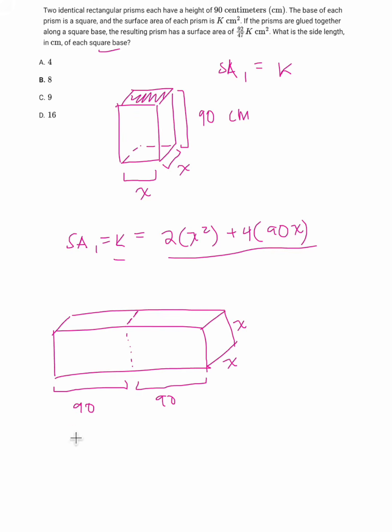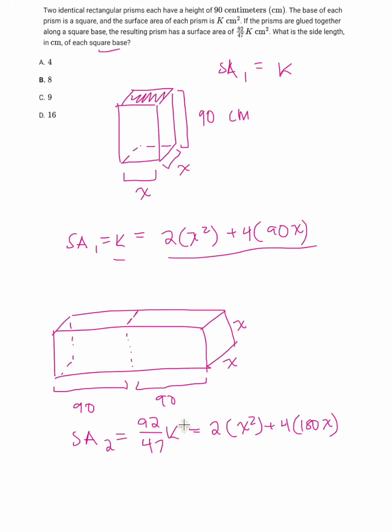Now for the surface area of this shape, let's call it surface area 2, we know that it equals 92/47k because they told us that. We can also rewrite this in a similar way to the first one. We're going to have 2 times x squared. That's still the same because we still have a square side here, and another square side over here, so we have 2 of those. However, for the rectangular sides, it's going to be 4 times 180x because we've essentially doubled the length of this side. So this part of the equation says that there are 2 square sides with side length x, and 4 rectangular sides with 180x as their area.